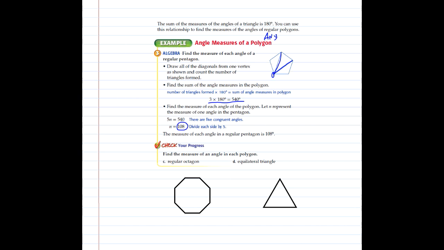Find the measure of an angle in each polygon. A regular octagon would look like this. So I would start at this vertex and draw 1, 2, 3, 4, 5 diagonals, which gives me 1, 2, 3, 4, 5, 6 triangles. So 6 times 180 is 600, plus 480 is 1080. That's the sum of the measures of my angles.